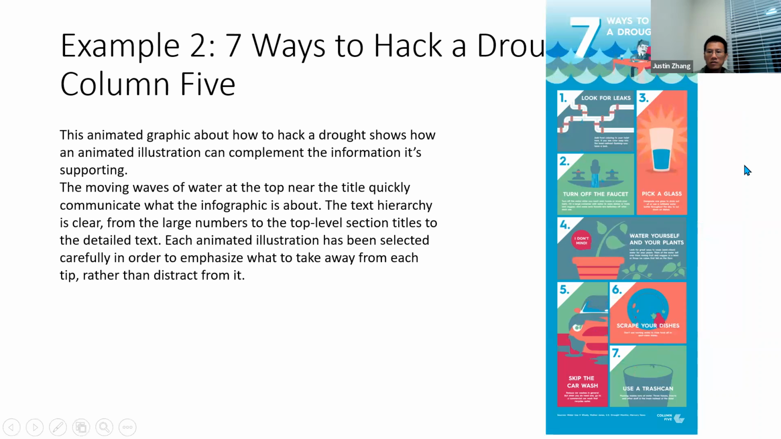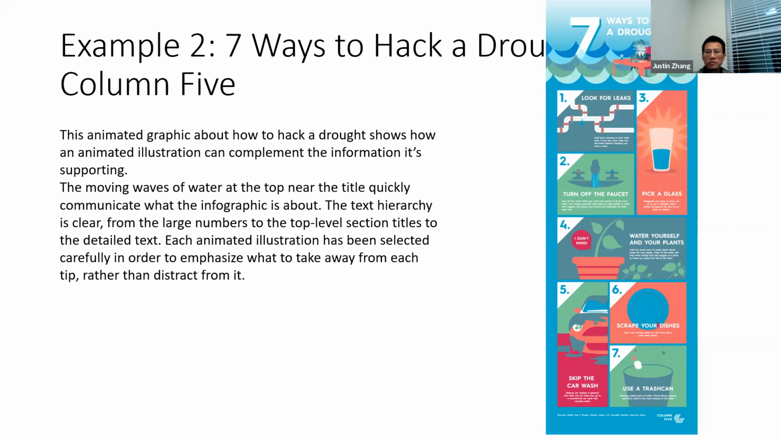Here is one more example. It's about 7 ways to hack a drought. So 7 suggestions to deal with drought. Using animation, we can clearly see immediately the solutions that can help to combat drought. The moving waves of water at the top near the title again quickly communicate what the infographic is about.